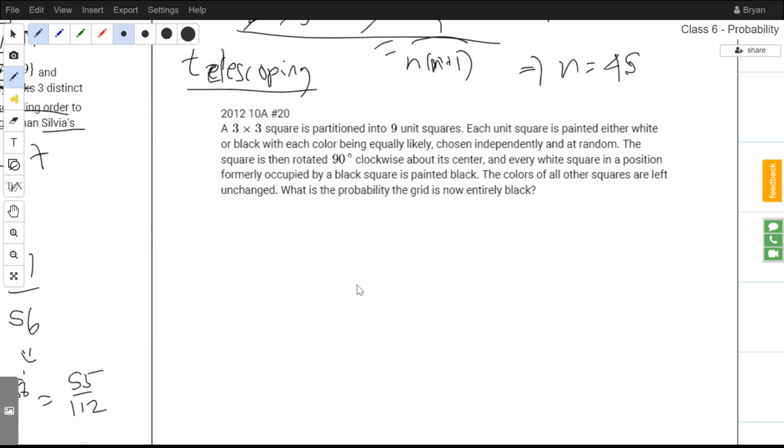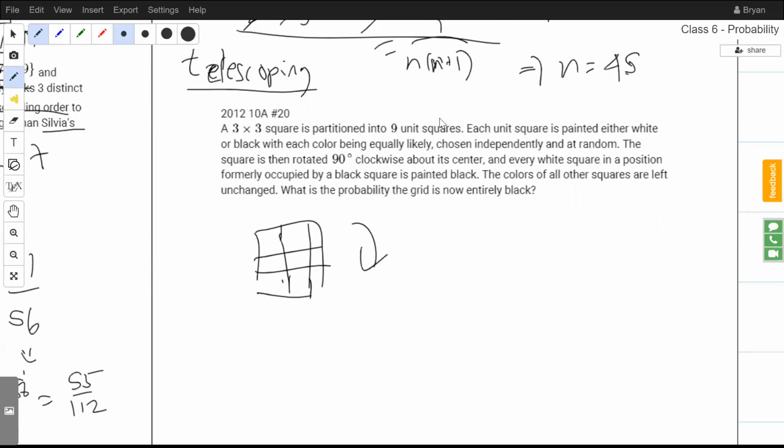This problem. Basically we have a 3 by 3 square, and it's partitioned into 9 unit squares, and each of the squares is either white or black. Now after we rotate it 90 degrees clockwise, we want to see the probability that it's entirely black. If a white square is in a place that was black, then it becomes black. And if it's a black square, then the black one just stays black. So yeah.